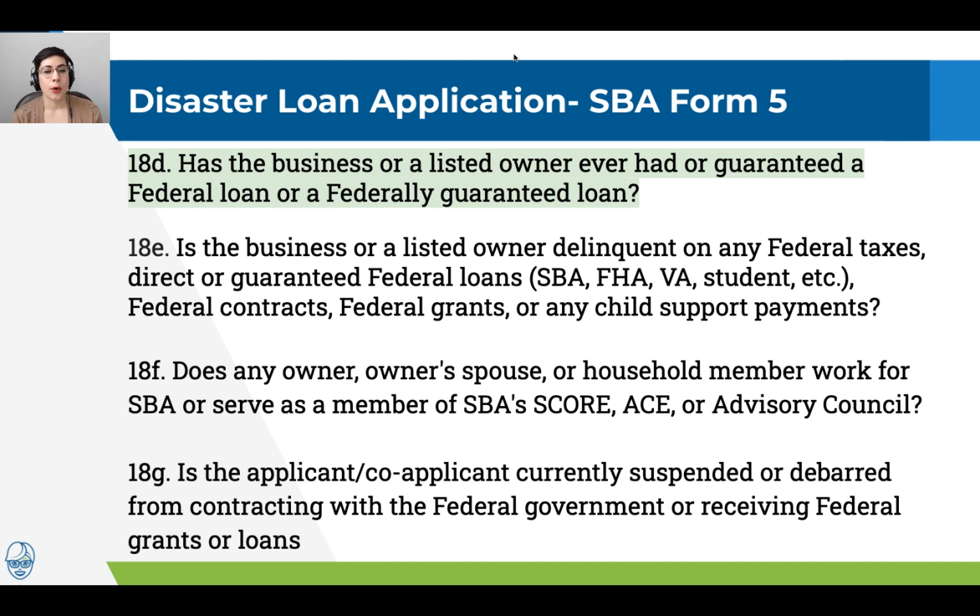Does the owner or owner spouse or household member work for the SBA or serve as a member of SBA's SCORE, ACE, or Advisory Council? And are you currently suspended or disbarred from contracting with the federal government or receiving federal government grants or loans? So again, answer these truthfully because you get into some big time trouble if you lie about any of these answers.